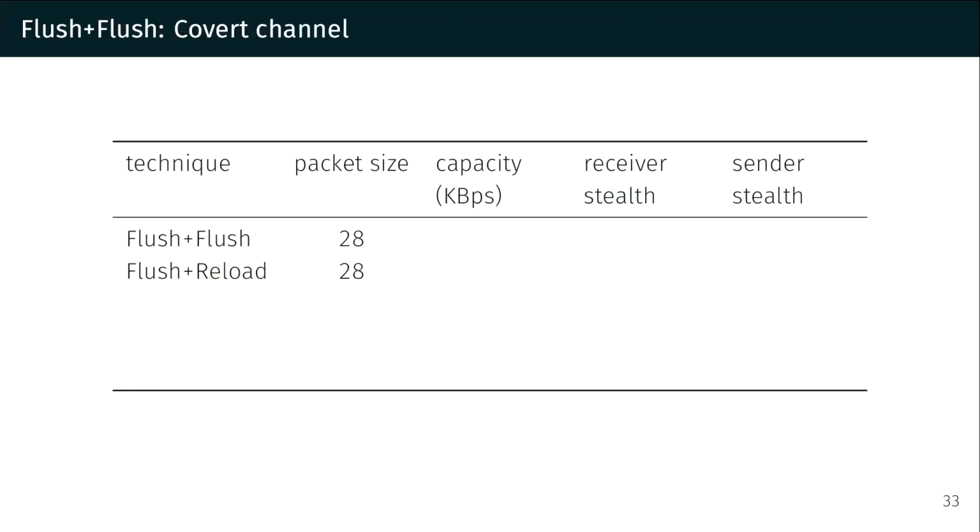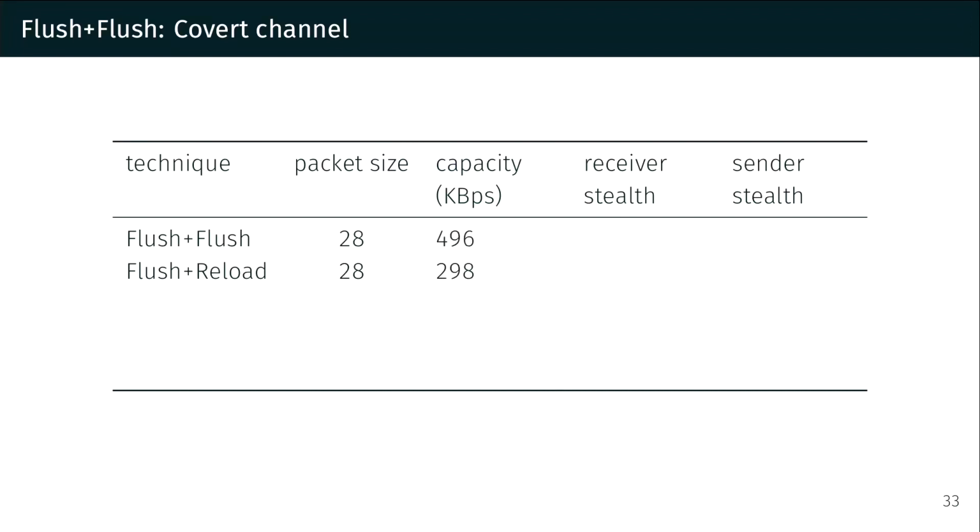So we started by creating a covert channel. First, we wanted to have it as fast as possible. So we created a protocol to evaluate all the kinds of cache attack that we had, Flush+Reload and Prime+Probe. And we started with a packet size of 28.